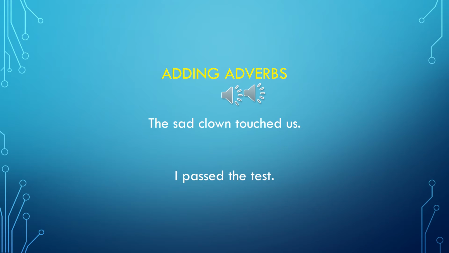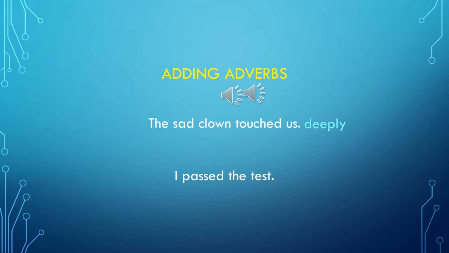Let's try 2 sentences and add some adverbs to them. The sad clown touched us. I'm going to add in the adverb deeply to the end of the sentence. So now it reads, the sad clown touched us deeply. Let's try one more. I passed the test. We want to show that the test was easy. So we're going to use the adverb easily.